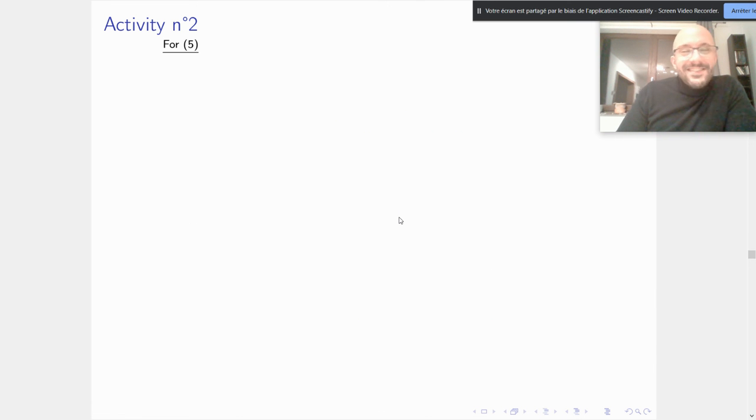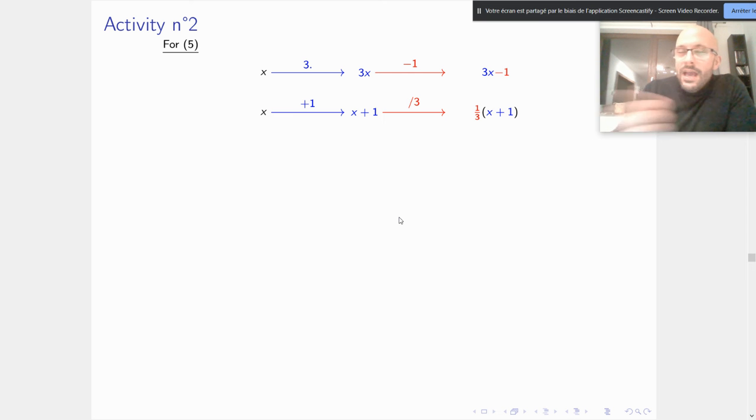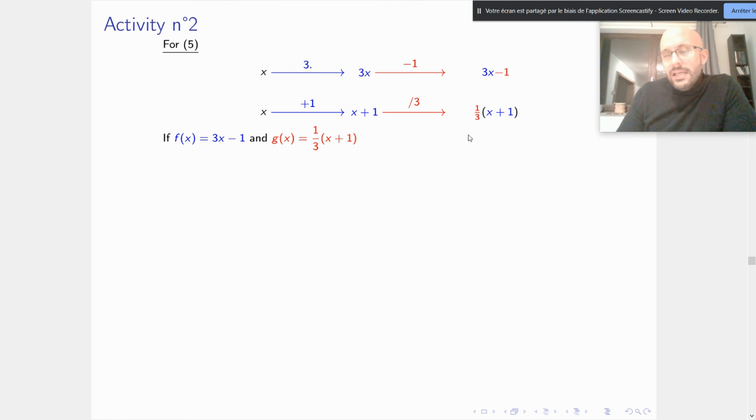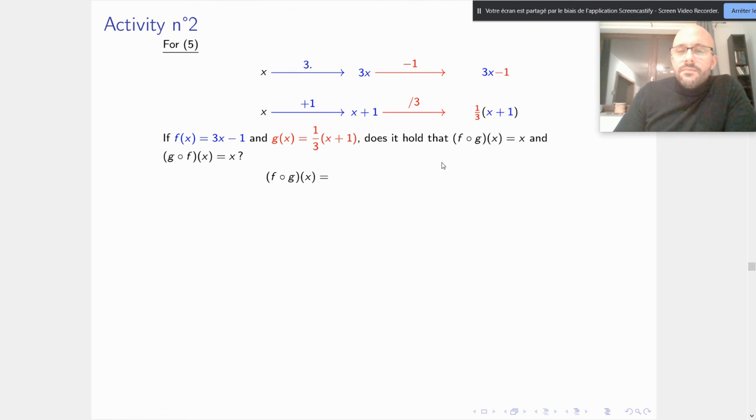So for 5, we had those schemes. So what were the two functions? Here the two functions were 3x minus 1 and 1/3 of x plus 1. Does it help that when we compose them in whatever order it gives us x? Let's see. F after g.